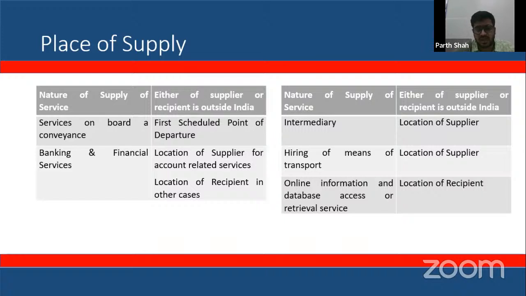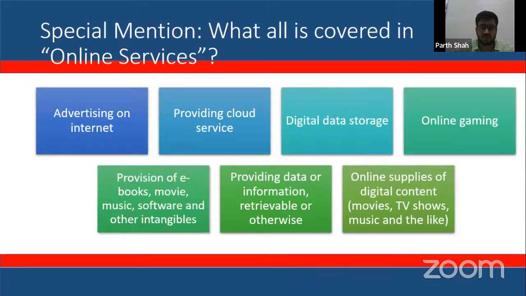The last two ones being hiring of means of transport. Again, that will be based on location of supplier. And the last one, online information database access or retrieval service. In that case, the place of supply will be location of recipient. The last aspect, the online information, is actually gaining a lot of importance of late. So what are the different services which are covered under online services? It could be advertising on the internet, obtaining some cloud services, digital data storage.